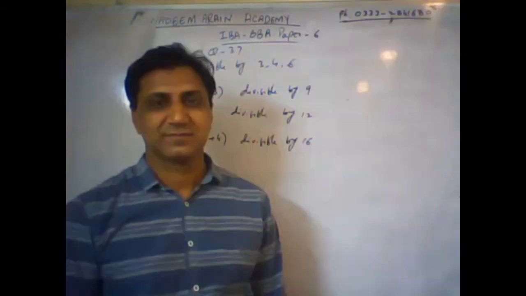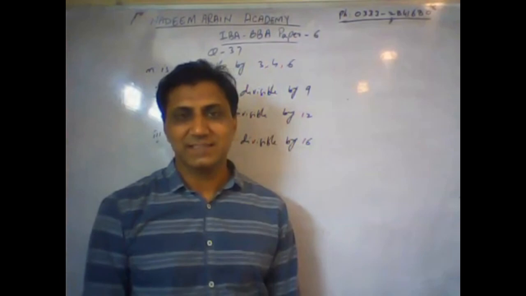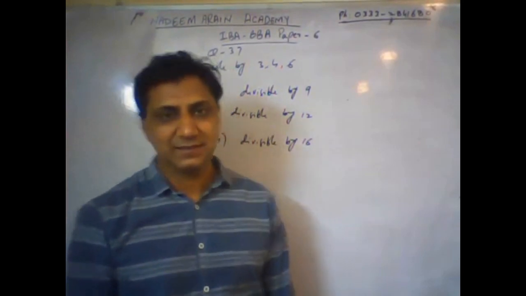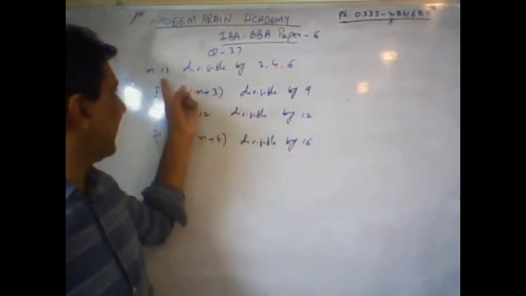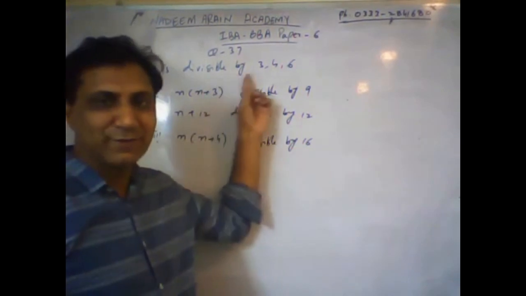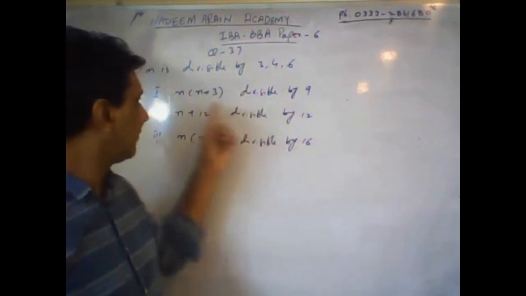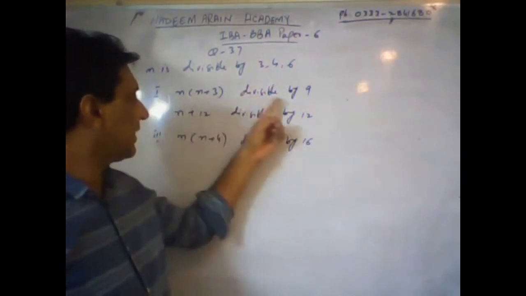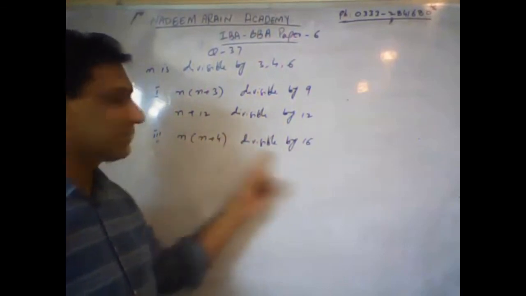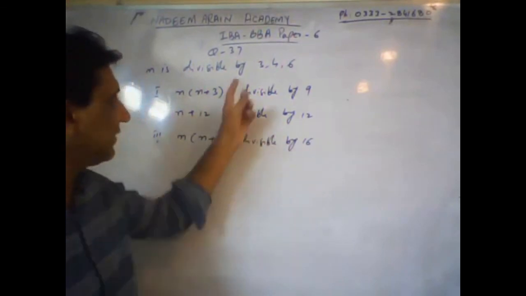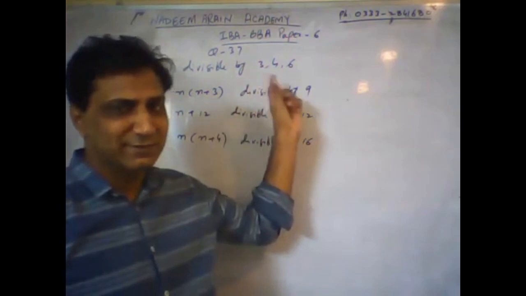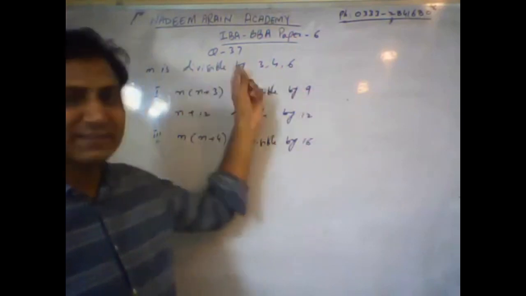Thank you. Hello, this is question number 37 from past paper 6. The question says n is divisible by 3, 4 and 6. So is this divisible by 9, this by 12, this by 16? First things first, we need to find n. N is divisible by 3, 4, 6.